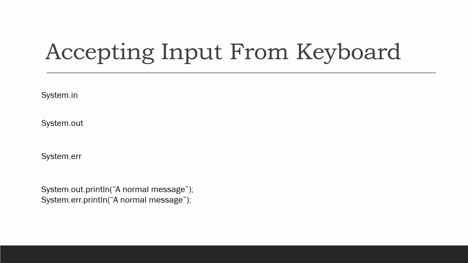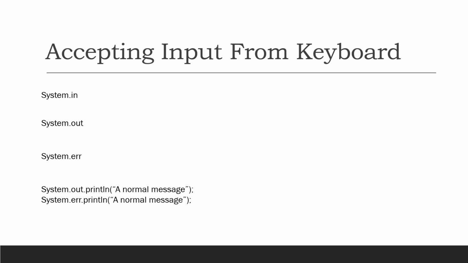A stream is required to accept the input from the keyboard. A stream represents the flow of data from one place to another place. It is like a water pipe, which carries water from one place to another place. Similarly, a stream carries data from one place to another place. A stream can carry data from the keyboard to memory, or from memory to a printer, or from memory to a file. So a stream is always required if you want to move data from one place to another.